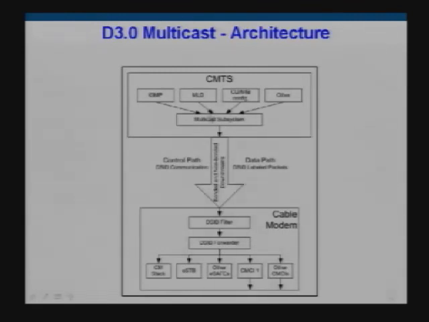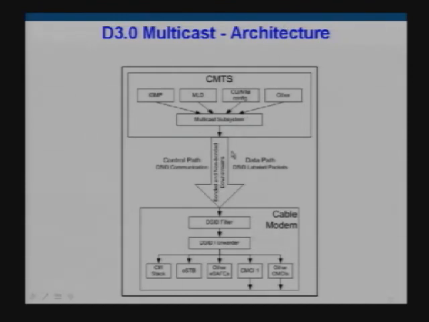And this just shows the architecture schematically. As you can see, the CMTS has IGMP, MLD, as well as CLI webconfig. Here, what is happening in the data path is that the DCIP ladder packets are sent down. The DCIP filter has already been established based upon the control path DCIP communication, which was the dynamic bonding change that informed the CMTS cable modem about which are the DCIPs corresponding to the multicast it needs to receive and process.